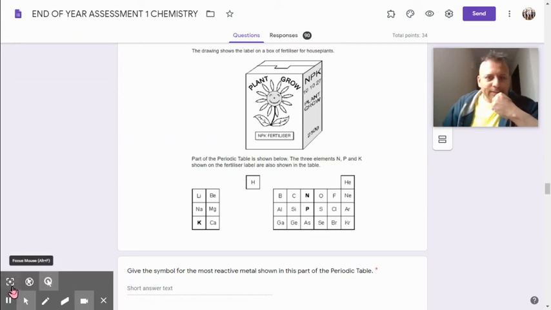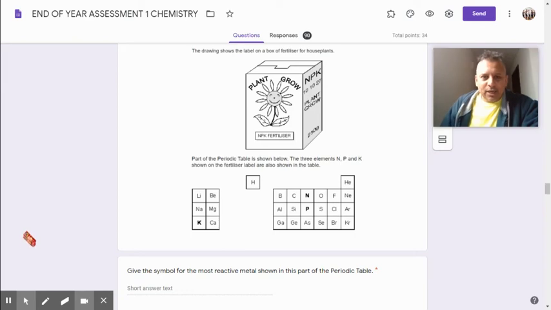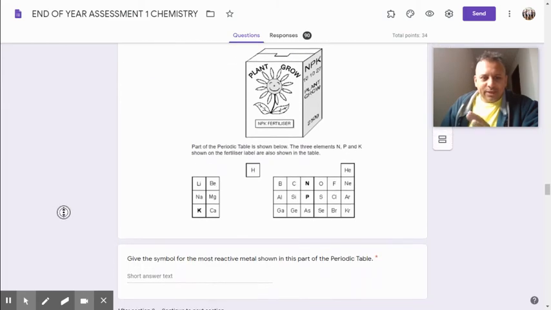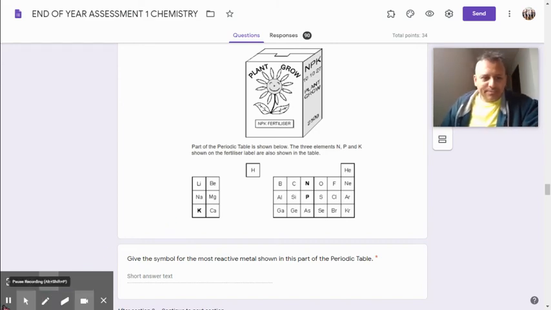Now, this was a question that kind of looked very, very complicated. There was a lot of reading in this, and 2 pictures, not just one. But the actual question itself was very, very straightforward. Give the symbol for the most reactive metal, shown in this part of the periodic table. So again, you need to know that the very reactive metals are on the left-hand side of the periodic table, and the answer is, of course, K, potassium.